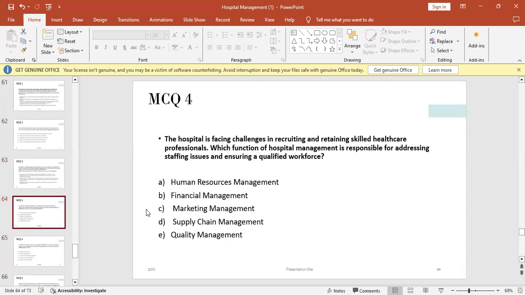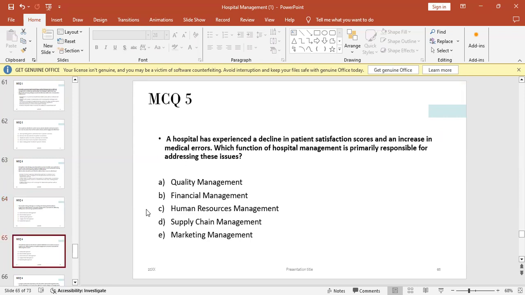Fourth MCQ, the hospital faces challenges in recruiting and retaining skilled healthcare professionals. Which function of hospital management is responsible for addressing staffing issues and ensuring a qualified workforce: HRM, financial management, marketing management, supply chain management, or quality management? It is the responsibility of human resource management.